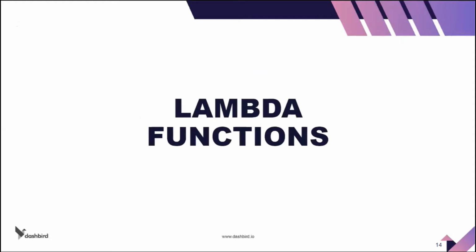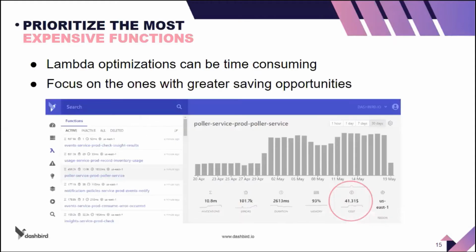Moving now to Lambda functions. It's a little bit obvious, but it doesn't hurt to remember that it's important for us to prioritize what's taking more money from our pockets. So it's very common for development teams to have, I don't know, hundreds, even thousands of Lambda functions. So it can be a daunting task and very time-consuming to work on optimizations for all of them.